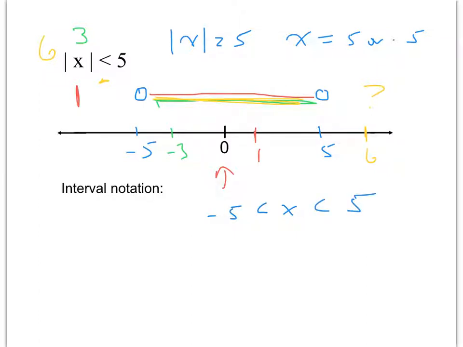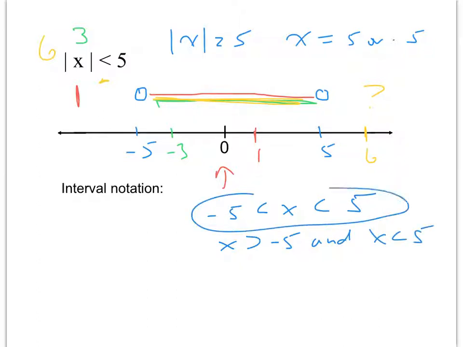There's my compound inequality. I can also write x is greater than neg 5 and x is less than 5, but of course I like this way better. Just easier to write. And in interval notation, I'm going to write negative 5, comma 5, and these are both going to be parentheses because we do not include those points at neg 5 and 5.